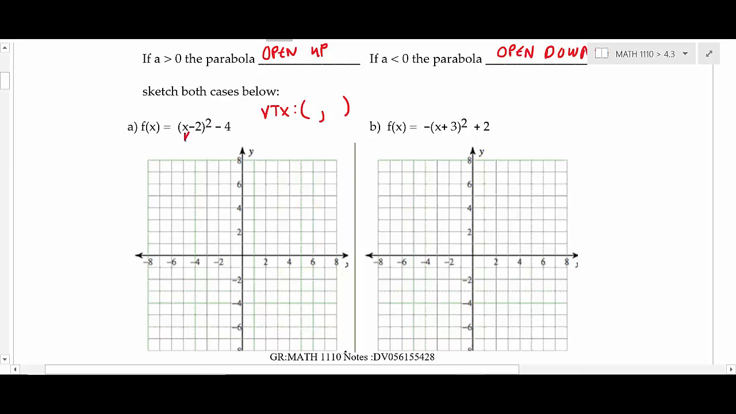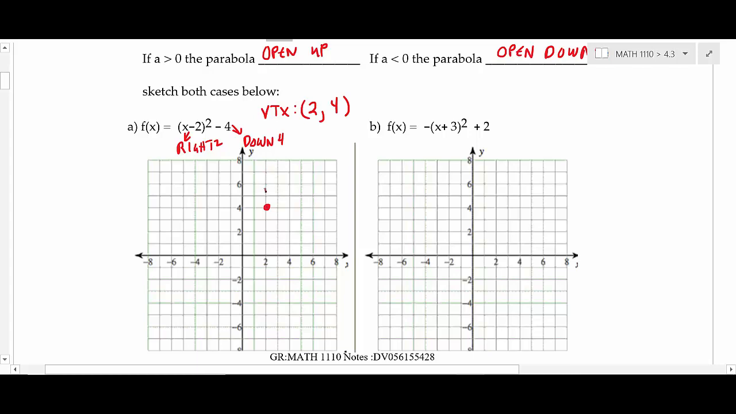So this right there is saying that you're going to the right 2. So your vertex is going to have an x value of 2. That 4 is saying that you're going down 4. So when you're getting the vertex, what I want you to think about is what your transformations are. The x minus 2 moves you to the right 2, like we learned. The minus 4 moves you down like that. So first thing I'd like you to do is just plot that point. So you're over 2, up 4. That's going to be your vertex.